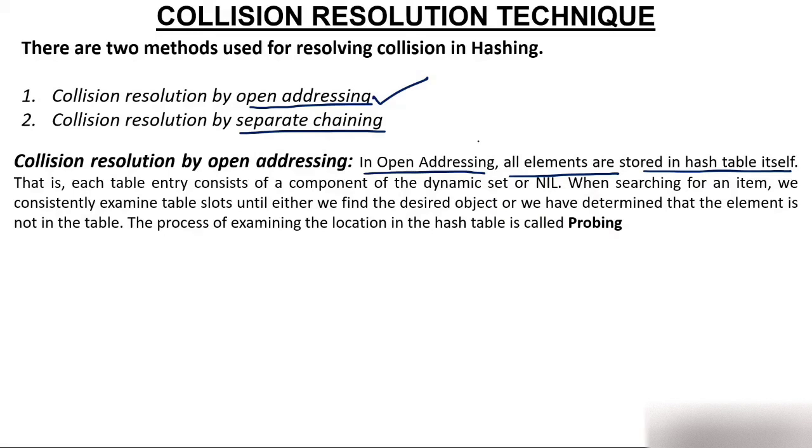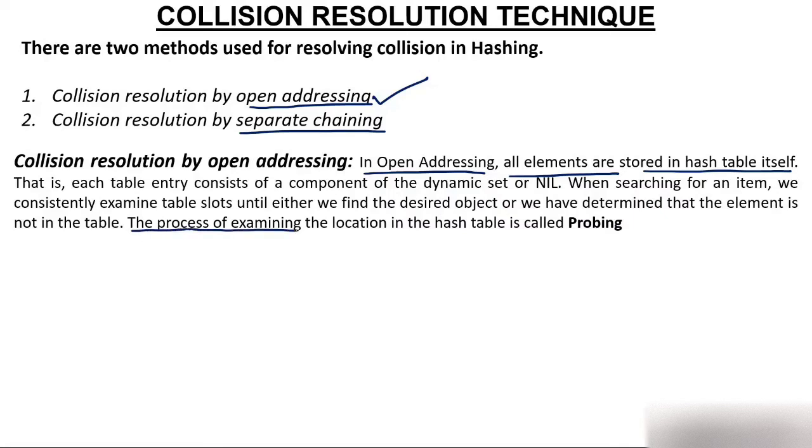But we will try to find the next free space. That is, each table entry consists of an element of the dynamic set or nil. When searching for an item, we consistently examine the table slots until either we find the desired object or we determine the element is not in the table. So we keep on searching until we get that element, or if it is not present, we say the element is not present. This is a very important line.